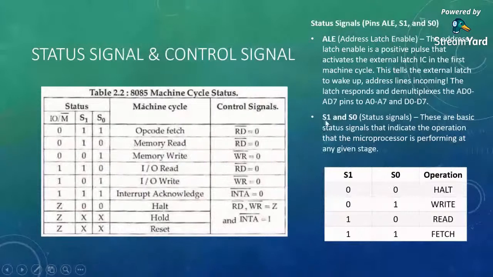S1 and S0 are the status signals. We can see the status signals here. If S1 and S0 are 0, 0, then the operation is halt. If S1 and S0 are 0, 1, then the operation is write. If S1 is 1 and S0 is 0, the operation is read. If both S1 and S0 are 1, then the operation is fetch. So this is the cycle status.